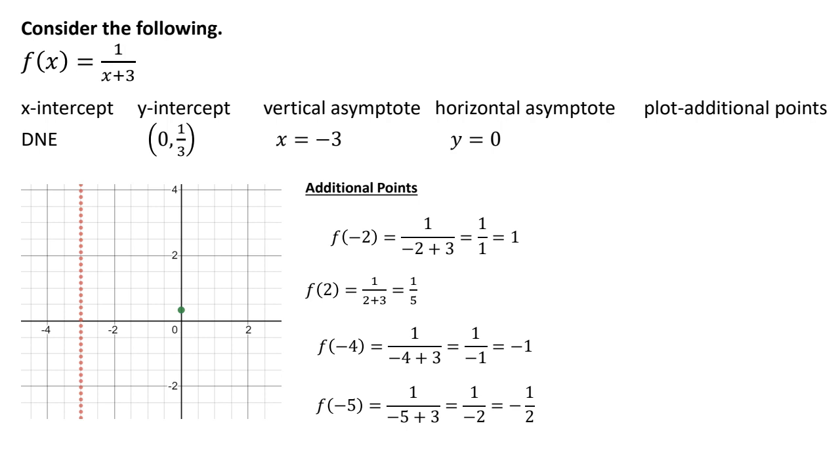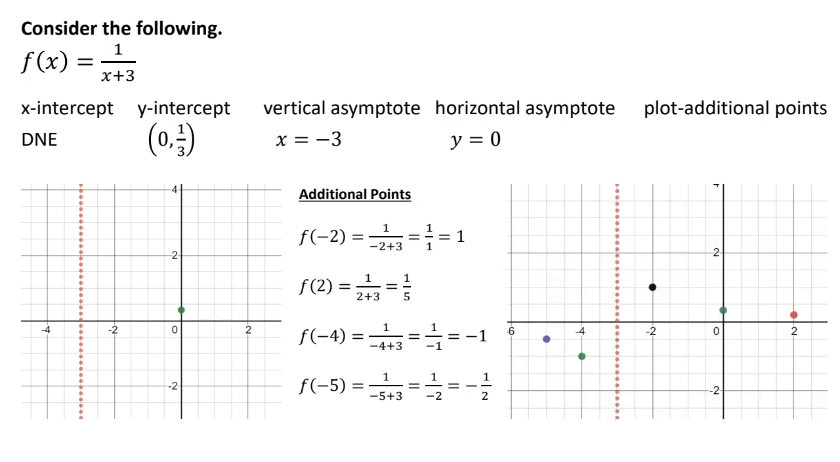Let's pick some additional points. Let's pick x equals -4, again now to the left of my vertical asymptote. And also let me pick x equals -5, a little bit further out to see what's happening with my graph. So when x equals -4, my y value is -1. When x equals -5, my y value is -1/2.